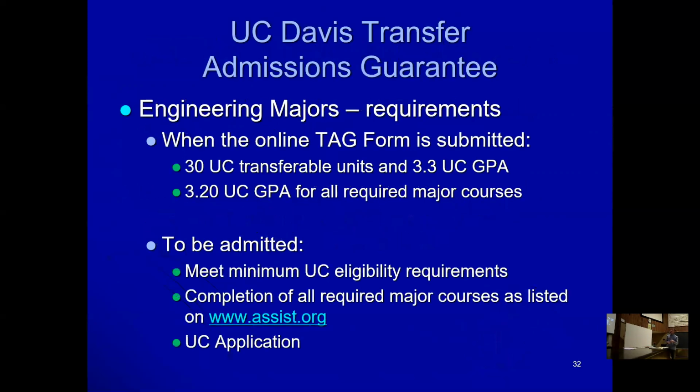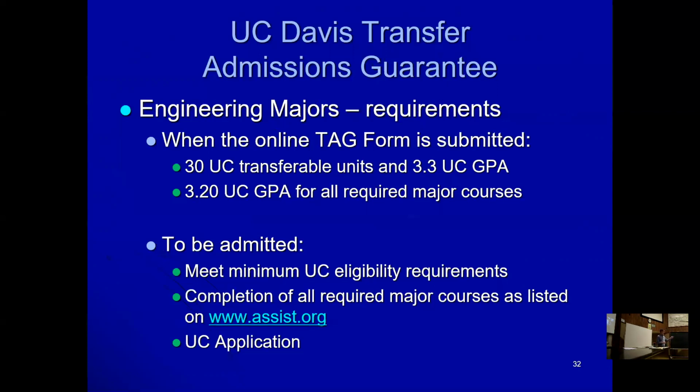And I'll give you one example. If you're considering a Davis TAG in engineering, then when you submit your TAG application, I said September, before transfer, at that point, you must have at least 30 UC transferable units. You must have at least a 3.3 overall UC GPA. And any classes in your major, as you saw earlier on the CIS, we said you have to have a 3.2.